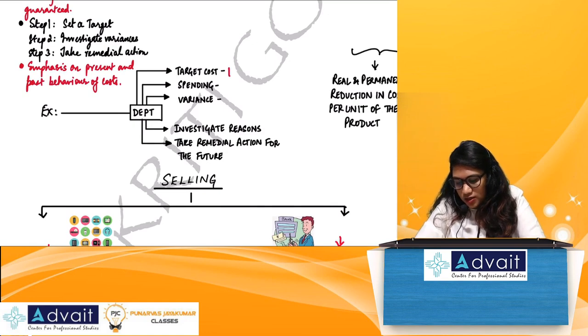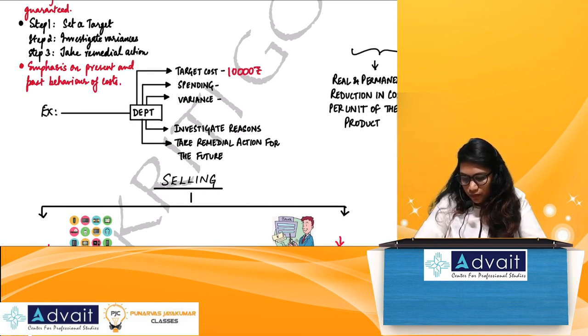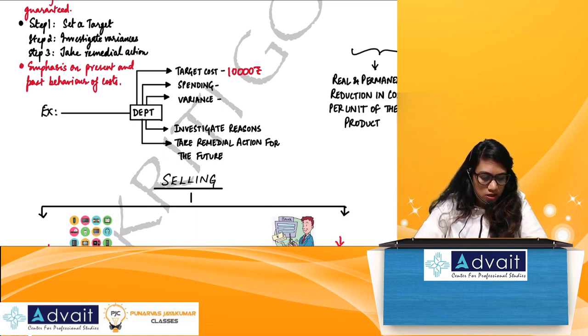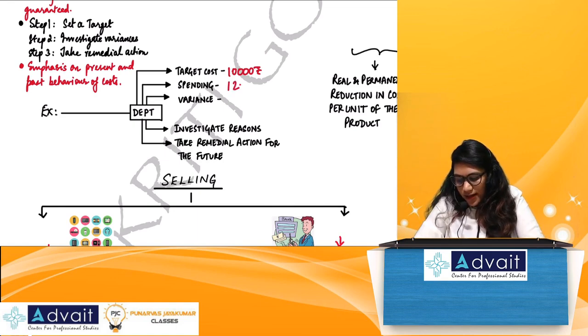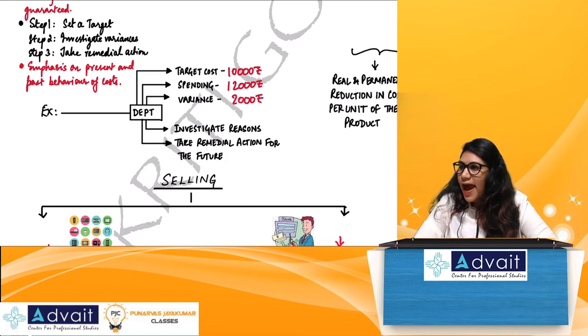So target cost, let's call it 10,000 rupees. Correct? My actual cost is how much? Let's say 12,000 rupees. So how much is my variance or difference? 2,000 rupees. So my actual cost was 2,000 rupees more than my target cost. So what should I do now? First, investigate reasons as to why it is more.